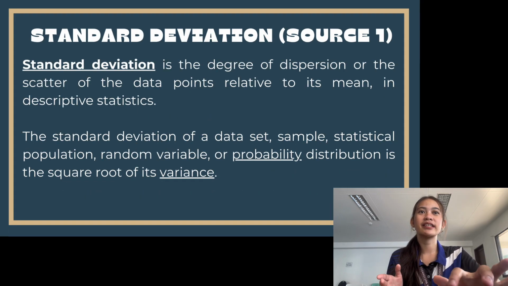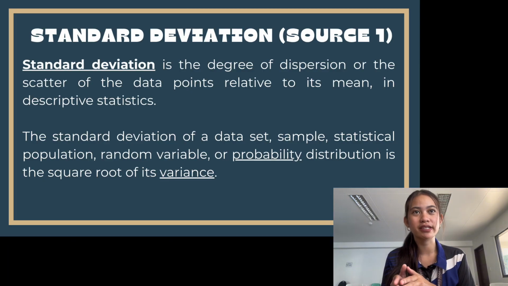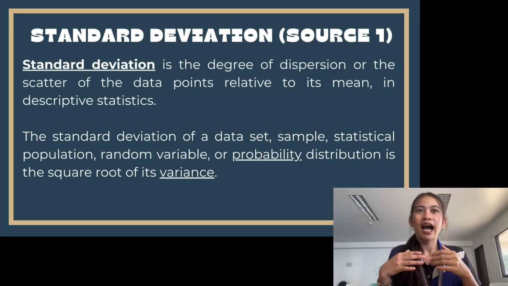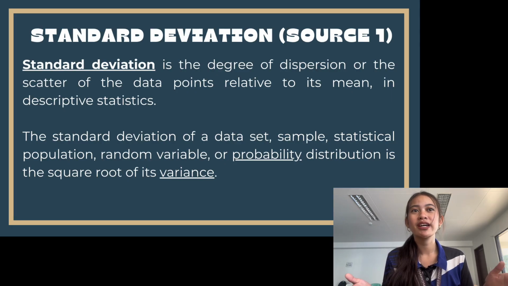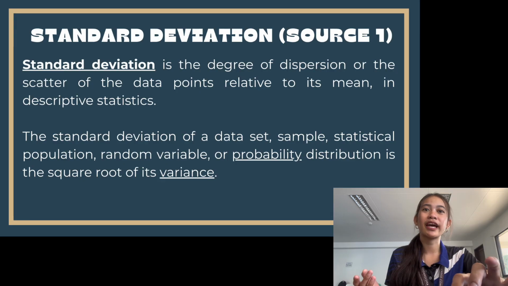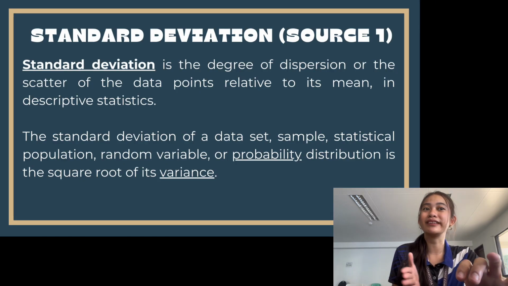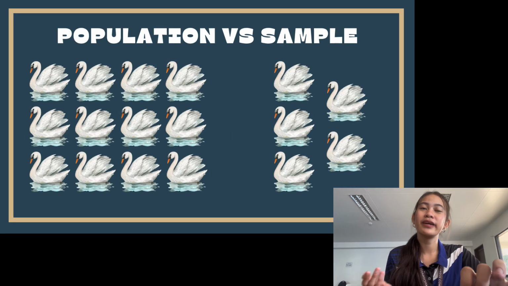Standard deviation is the degree of dispersion or the scatter of the data points relative to its mean, in descriptive statistics. It tells how the values are spread across the data sample, and it is the measure of the variation of data points from the mean. The standard deviation of a data set, sample, statistical population, random variable or probability distribution is the square root of its variance. Okay, so we have this here.